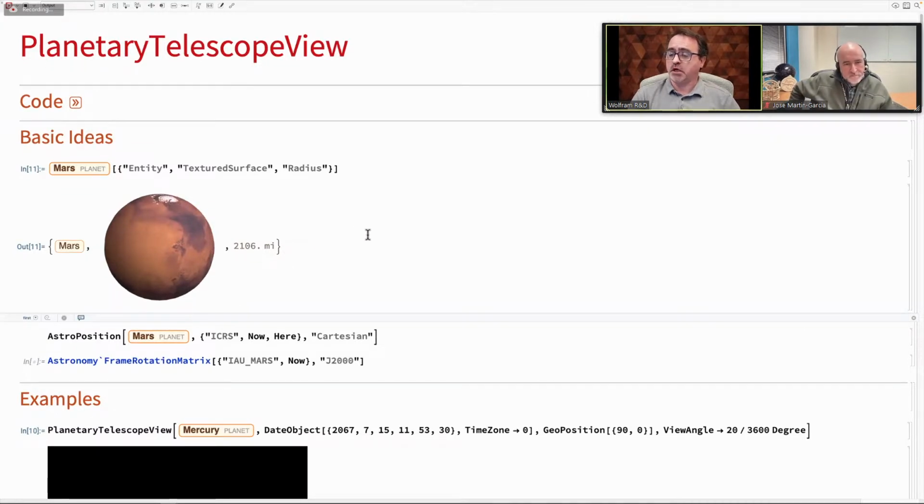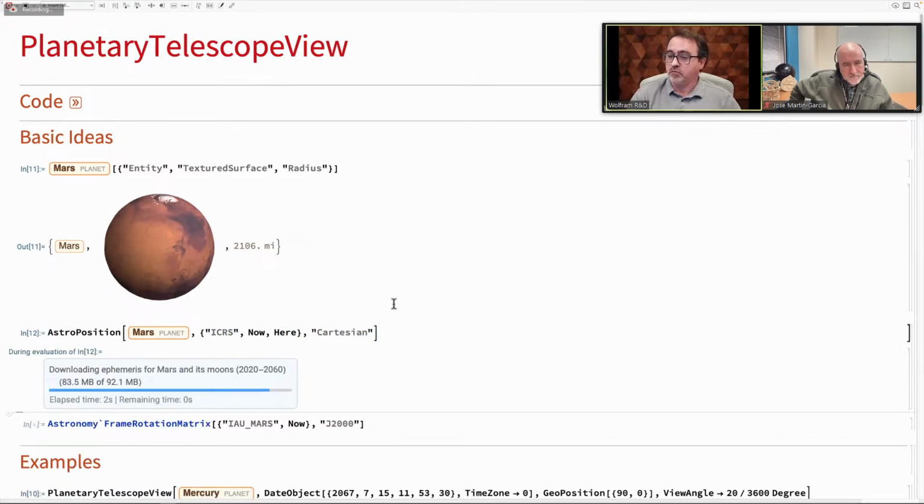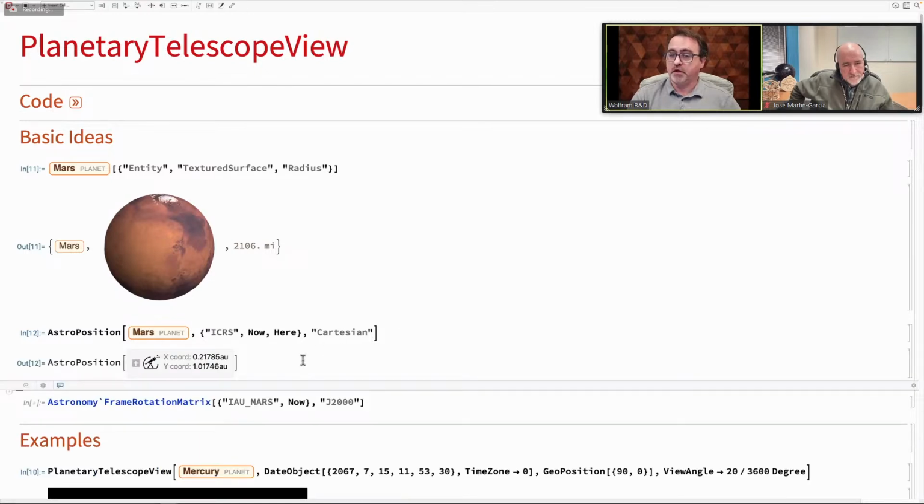The next step, which Jose did talk about a little bit at the very beginning of his presentation, is we've got the AstroPosition. So not only do we need a 3D model of Mars, we need to know where it's at in the sky. So here you can see I've asked for the ICRS coordinate system. So that's centered at the very center of the solar system. And we want that for right now and as observed from our location. And we want the results in Cartesian coordinates. So we want the X, Y, Z. If I evaluate that, got to download a little bit of data there. And you can see here, you get an astro position back. This is the computed position of Mars.